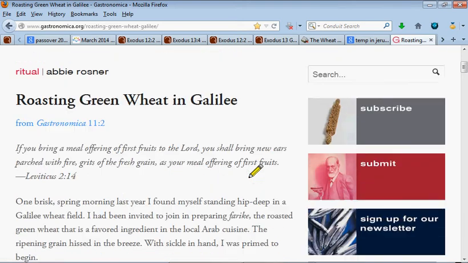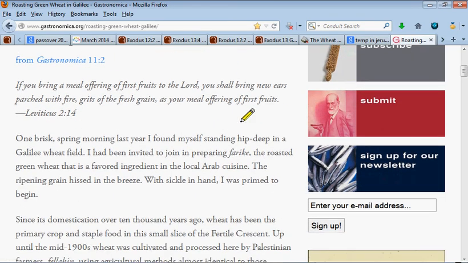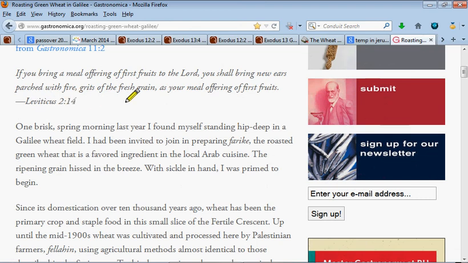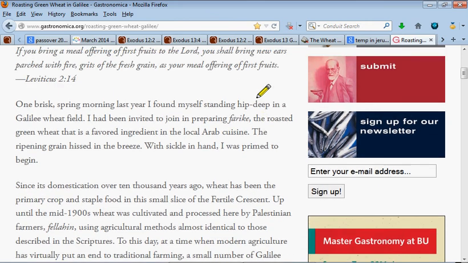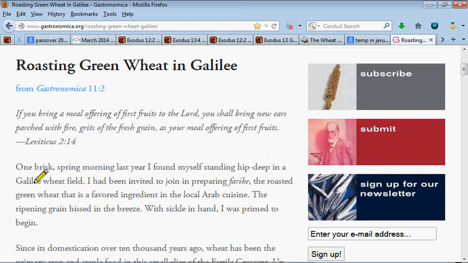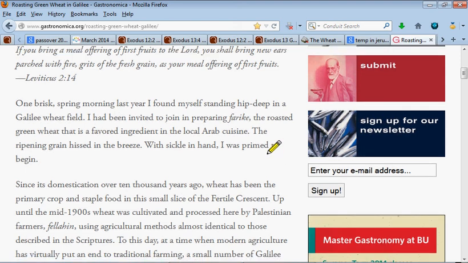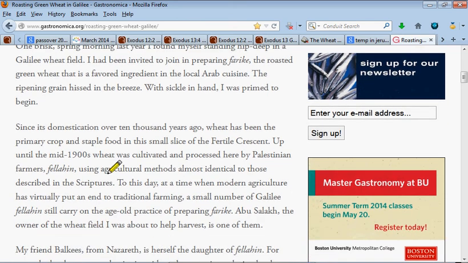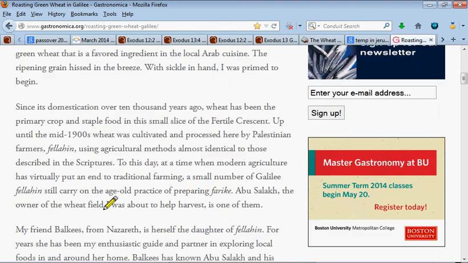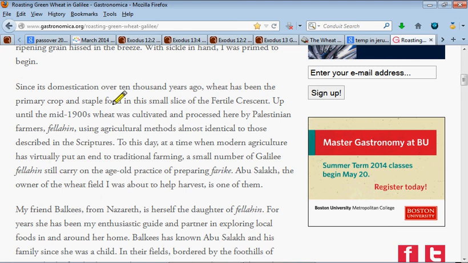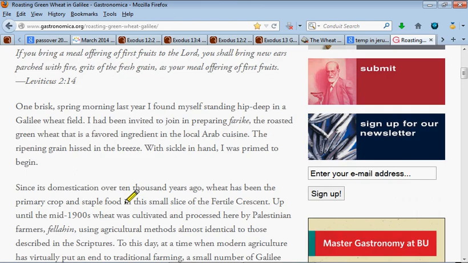Then for all you naysayers, this is roasting green wheat in Galilee, obviously. And then it talks about fresh grain, a meal offering of first fruits. And here we go, folks. One brisk... brisk. What does that mean? Cold, spring morning. Found myself standing hip deep in a Galilee wheat field. Galilee, Israel. So we're over there, and they're talking about how he's going to get it down and roast it. And then they said that they've done this for 10,000 years, and it hasn't changed the way they harvested or cultivated it since the early 1900s.